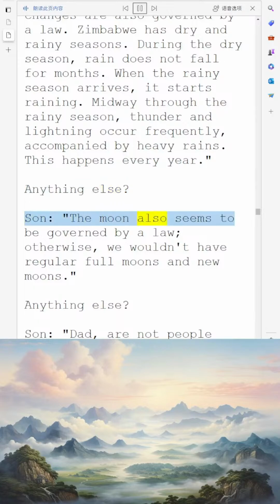Son: The moon also seems to be governed by a law. Otherwise, we wouldn't have regular full moons and new moons. Anything else?